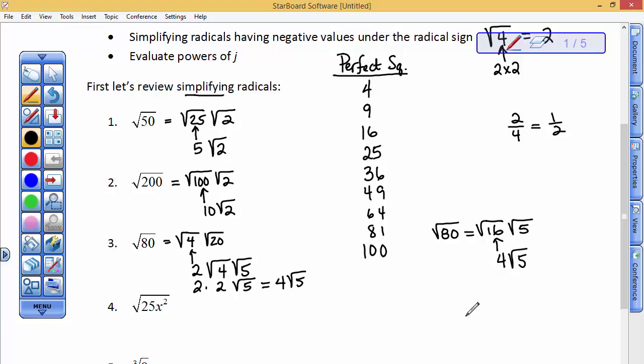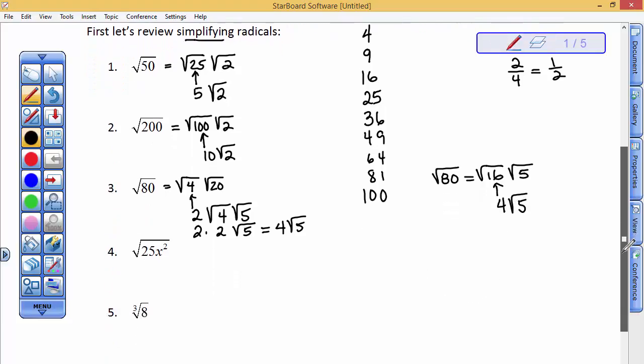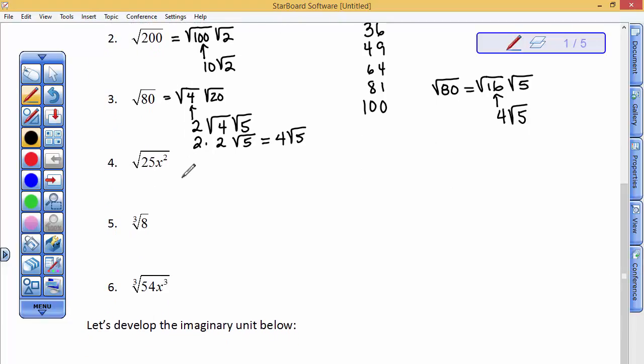If there's a letter involved, so the square root of 25x squared, we're just going to have values for x be positive, so we don't have to use absolute value brackets. I'm going to leave that topic off here at this time. This is how I'm going to think of this. So the square root of 25 is 5, and the square root of x squared is x, because x times x is x squared. All done.